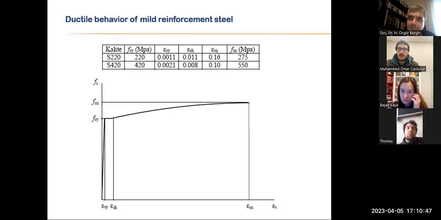Okay, I agree. But then let me ask you this. At what part of your design have you ever used 5% steel elongation in your calculations? Have you?